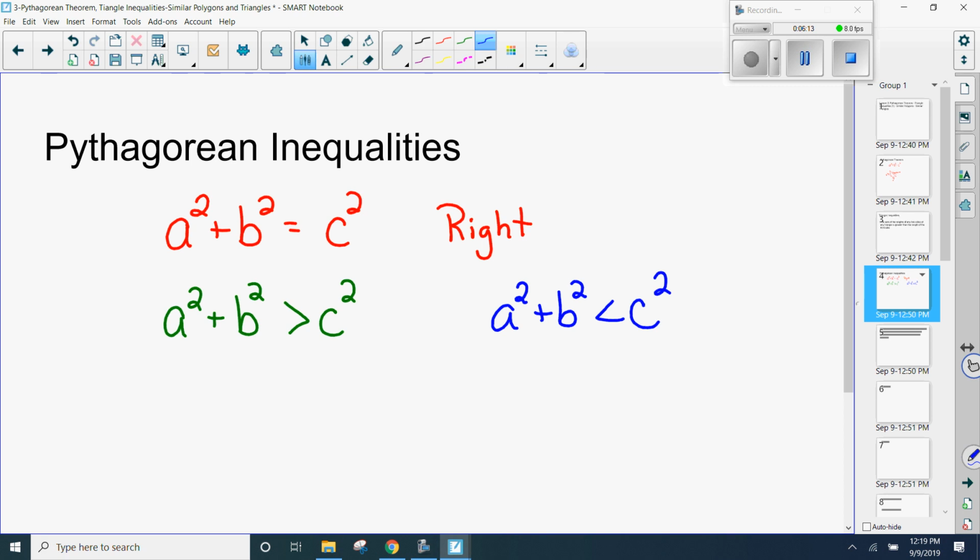Now, if you remember where the Pythagorean theorem comes from, it says if you make a square off of this side, that's where a squared comes from, and make a square off of this side, b squared, the sum of those areas should be the same as the area of the square that you form off of this side. What happens if the hypotenuse is shorter than being equal to c squared?